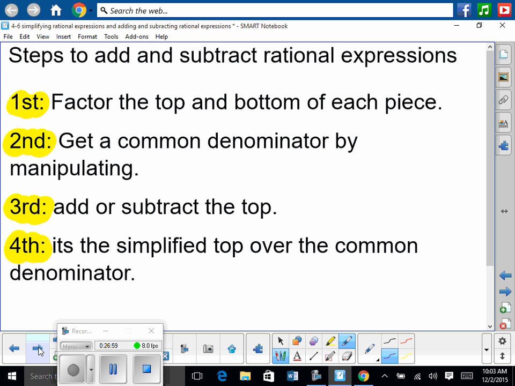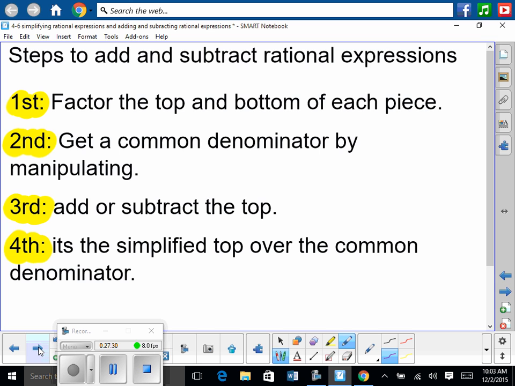All right, so that goes the same with rational expressions. Steps to adding and subtracting rational expressions. First, factor out the top and bottom of each piece. Second, get a common denominator by manipulation. We've actually practiced this from the last test. Third, add or subtract the top parts. Combine like terms on the top. You have to be careful with subtraction because you might have to distribute a negative through to multiple things. And fourth, it's the simplified top over the common denominator. We actually did this on the last test, so it shouldn't be new.